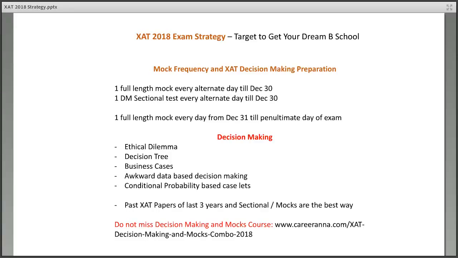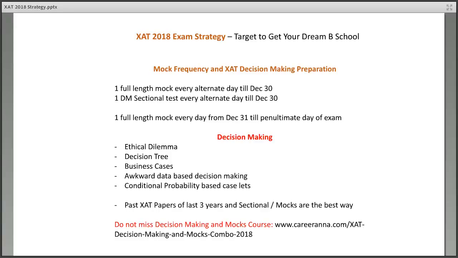Study decision making as much as you can. Analyze the mocks which you are taking as much as you can. Take past papers of last 3 years only and solve them. Why I say only the last 3 years? Because the pattern of XAT has been changing radically.